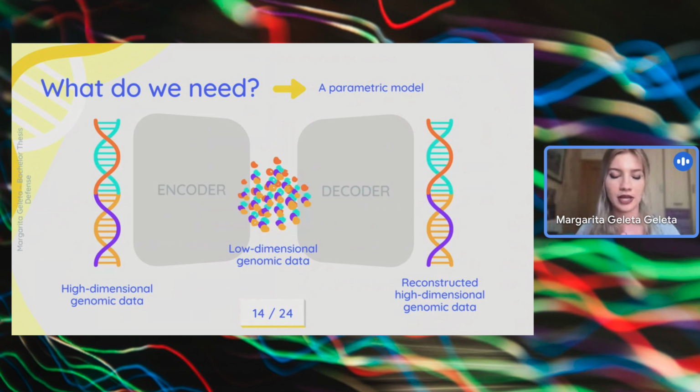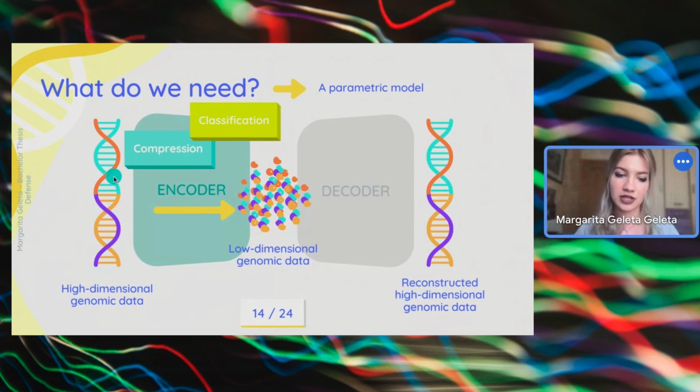What do we need for that? We need a parametric model. In this case, I have chosen the autoencoder architecture, which is a model of an hourglass shape. We go from a high-dimensional input, map it to the bottleneck of lower dimensionality, and then try to reconstruct the input again. The encoder, since it reduces the dimensionality of the data, compresses, and we can also classify in the latent space.